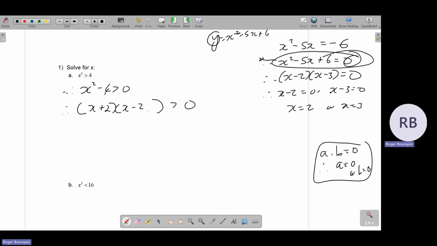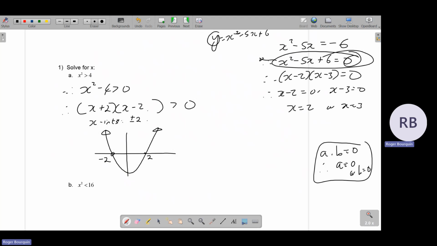So now, if I was sketching a parabola, what would the x-intercepts be? If I go sketch this, where are the x-intercepts? Negative 2 and positive 2, right? We're always going to end up with a happy parabola, because the x squared is positive.